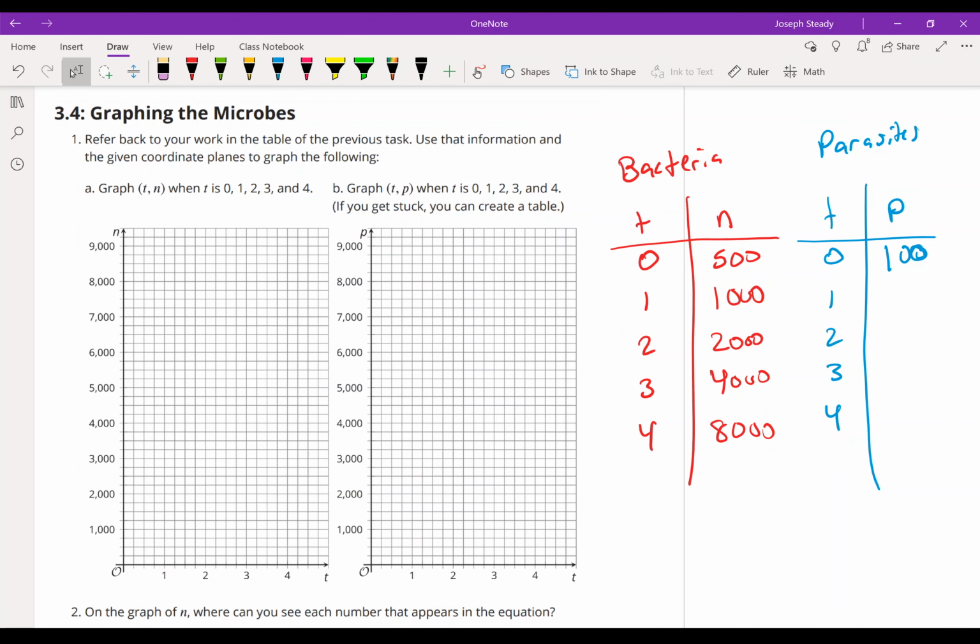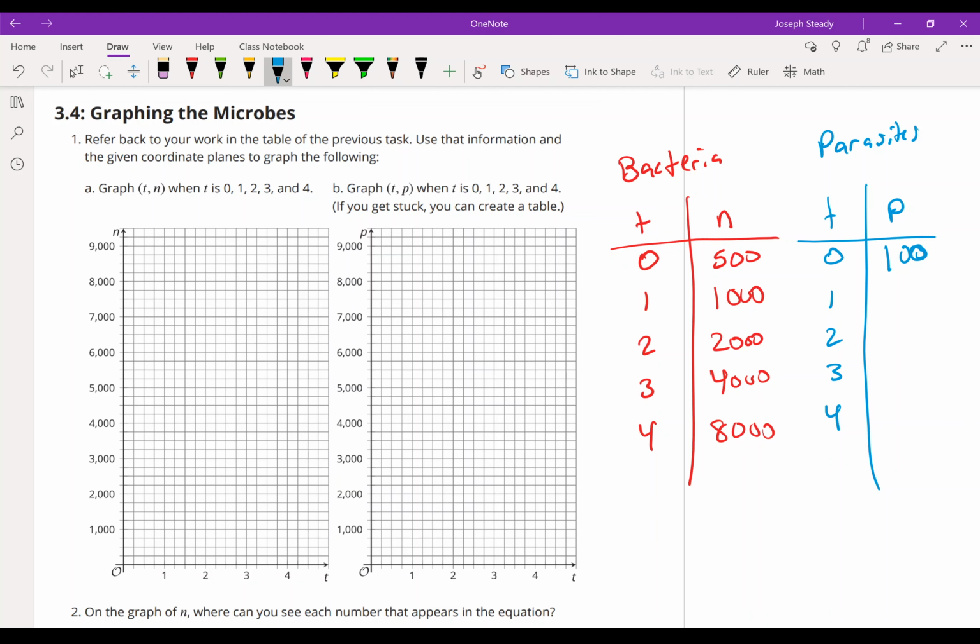In this video, we're going to look at problem 3.4, which has us deal with the same bacteria and parasite populations from the last problem, but it just wants us to now graph them. So I've already brought down the table of values that we started making for the bacteria in the last problem, and I started to set up the parasite table as well, which we're going to fill in to start off this problem before we go to the graphing.